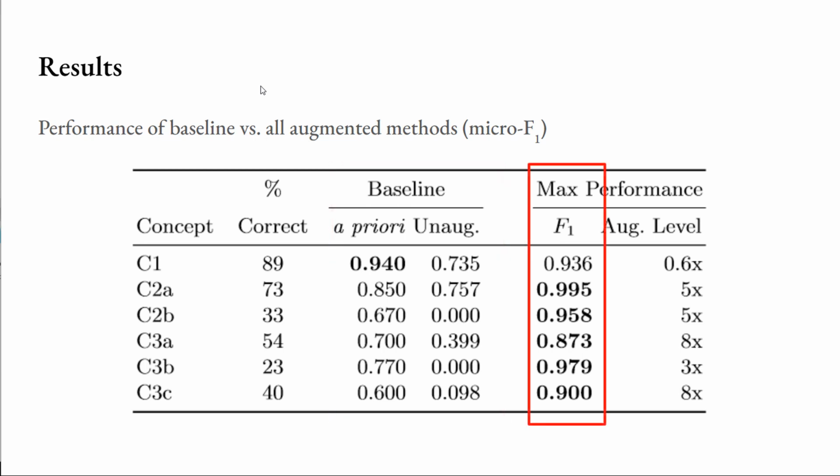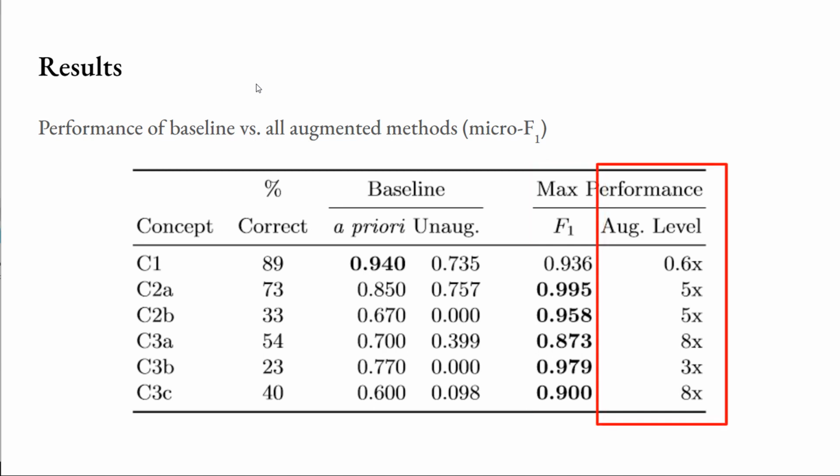The next column shows the maximum performance achieved by averaging the augmented models from all augmentation methods used. The final column shows how much augmentation was needed to achieve the maximum micro F1 score. Recall research question 1, where we asked if the performance could be improved with data augmentation.